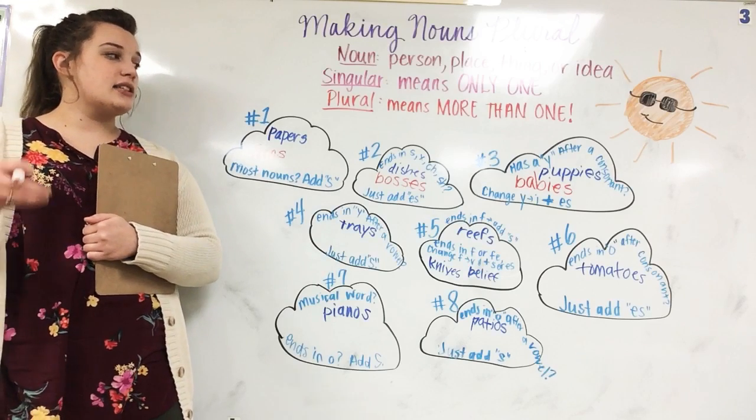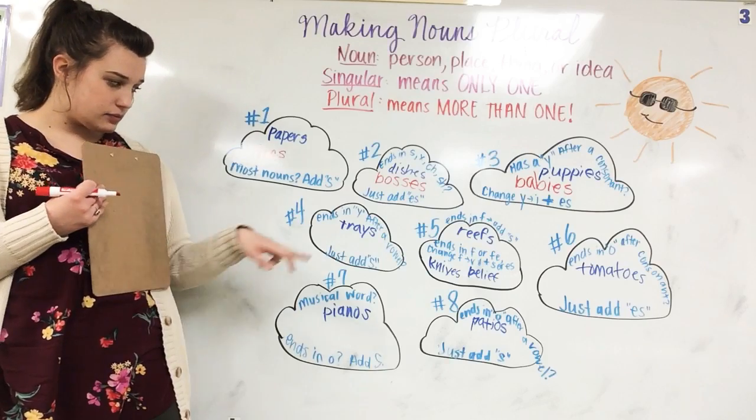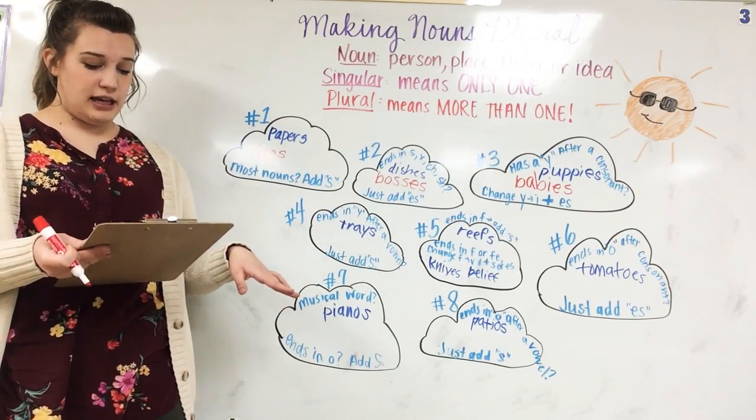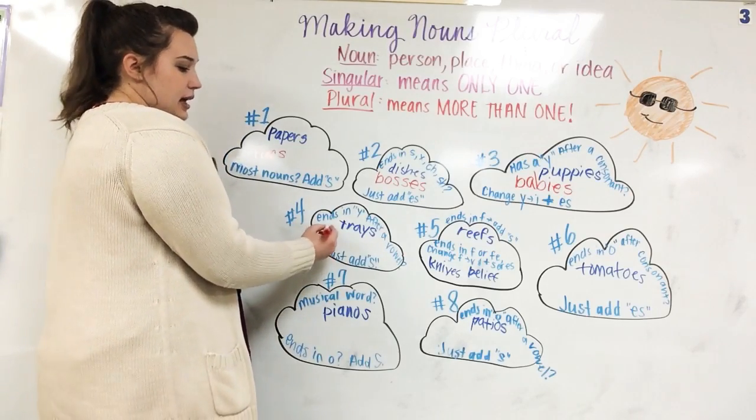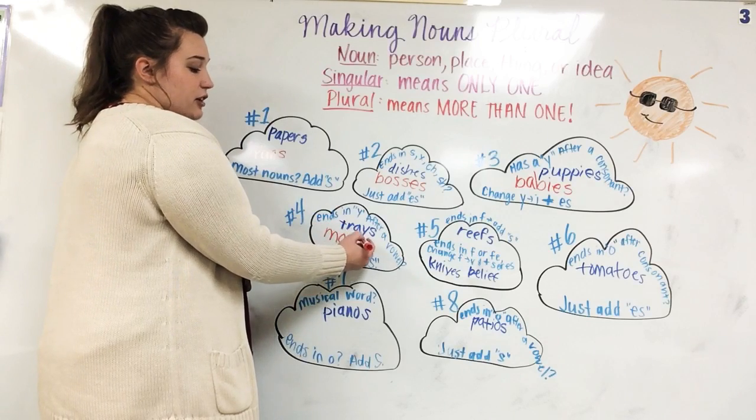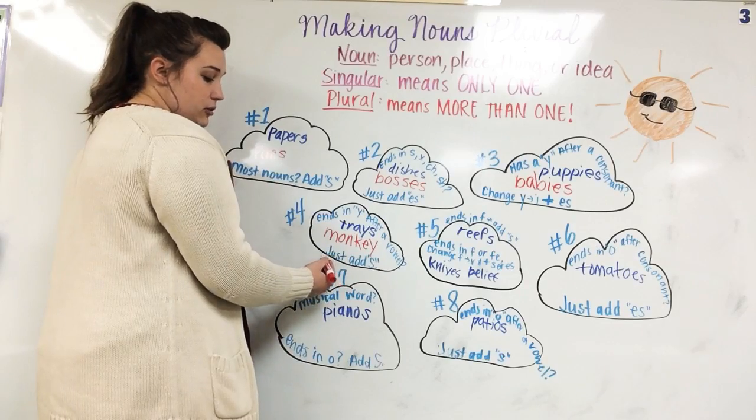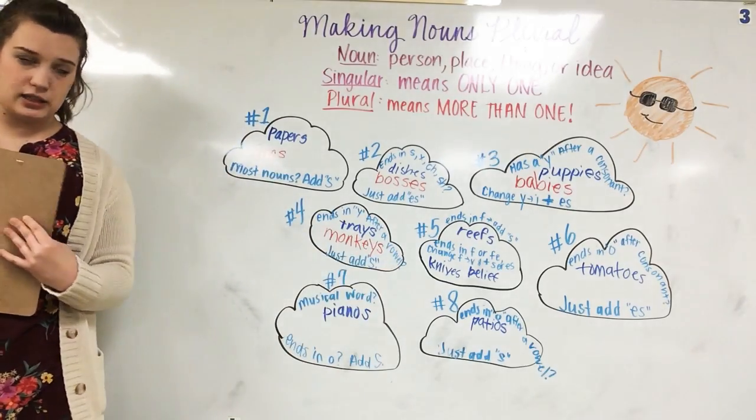If it ends in a consonant, Y, then you change the Y to I-E-S. All right, number 4, jumping down to the last green box on this side of the page. The word is monkey. 4A is monkey. And it ends in what? A Y, but what's in front of the Y? A vowel. So we are just going to add an S. So monkey, you just add an S to make monkeys.